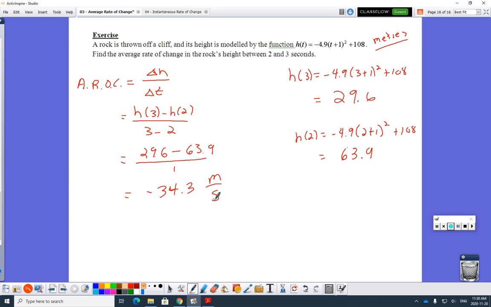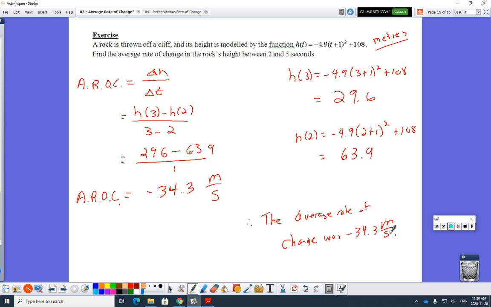And technically, proper math communication, you should really, on the last line, write a box around the answer again. And maybe you should even have a statement here. Therefore, the average rate of change was negative 34.3 meters per second.